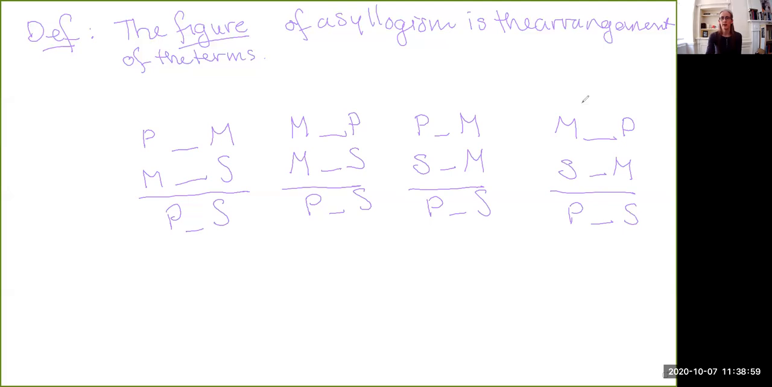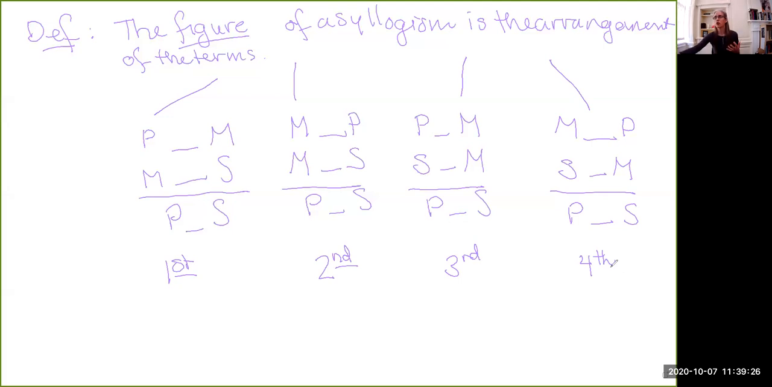So you've got the middle term going this way, the middle term on this side, the middle term on that side, and the middle term on that side. These are the four unique ways that you can arrange the terms with respect to each other. And these are the four figures. So this is the first figure. This is the second figure, the third figure, and the fourth figure.